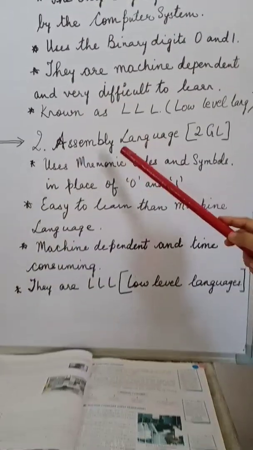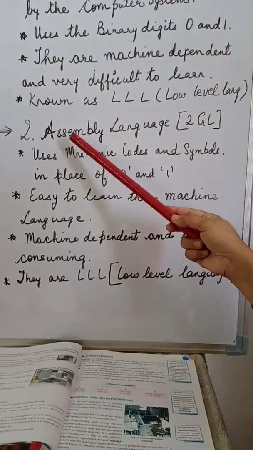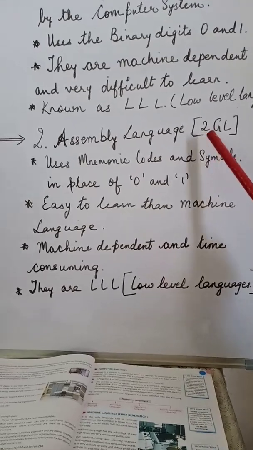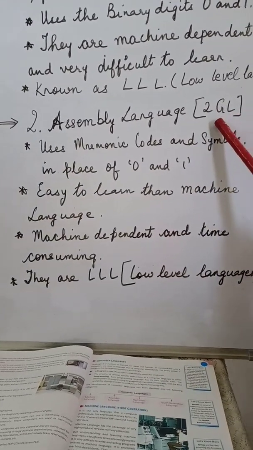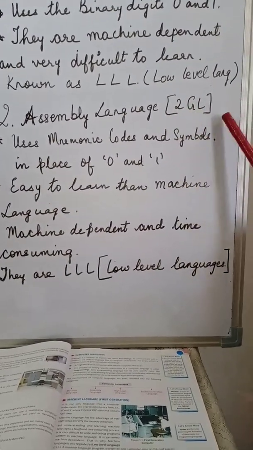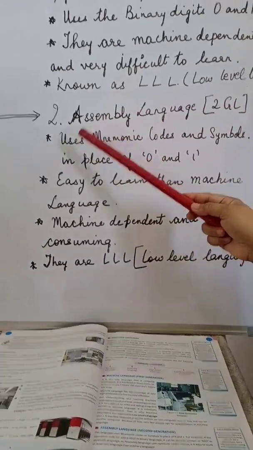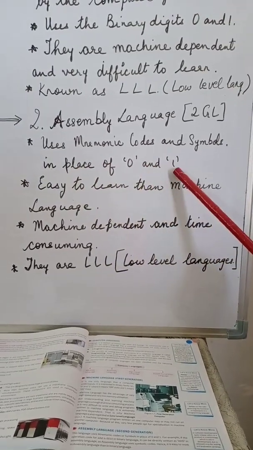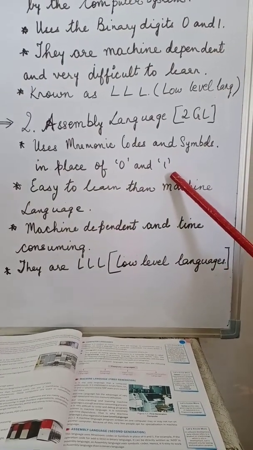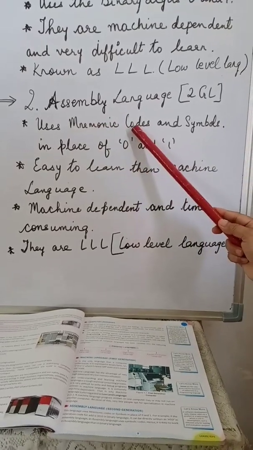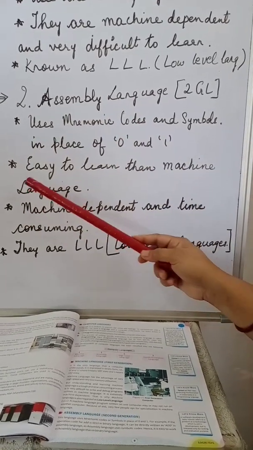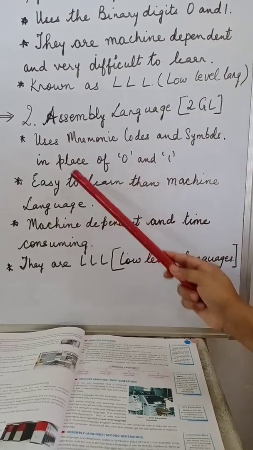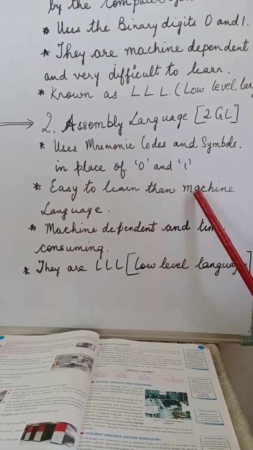Now the second computer language is assembly language. This was used in the second generation, so it is also termed as 2GL, that is second generation language. Assembly language uses mnemonic codes and symbols in place of 0 and 1. There were some special symbols or codes used as mnemonic codes in assembly language. The second point is it is easier to learn than machine language.